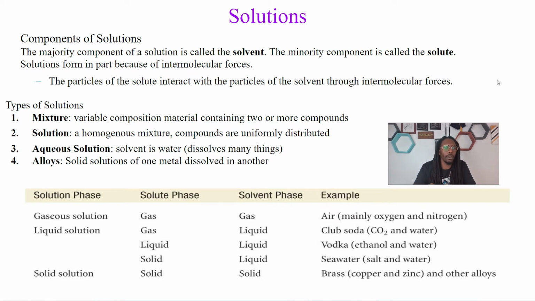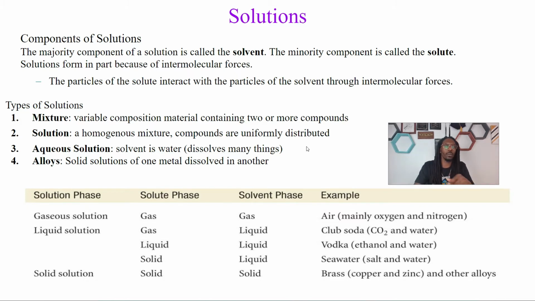So let's go over some types of solutions that we've been exposed to. We've got mixture. A mixture is basically where your composition is variable, and you're probably going to have two or more different substances in there. Solution: in this case, I'm talking about a homogeneous mixture. So these are going to appear to be one whole thing.